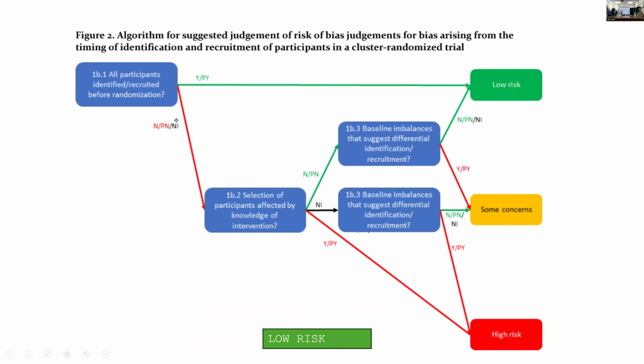So overall, if you look at this: participants identified before randomization, no. Does the knowledge of the intervention really affect the participants? No. There were no baseline imbalances. So it goes back to the low risk.